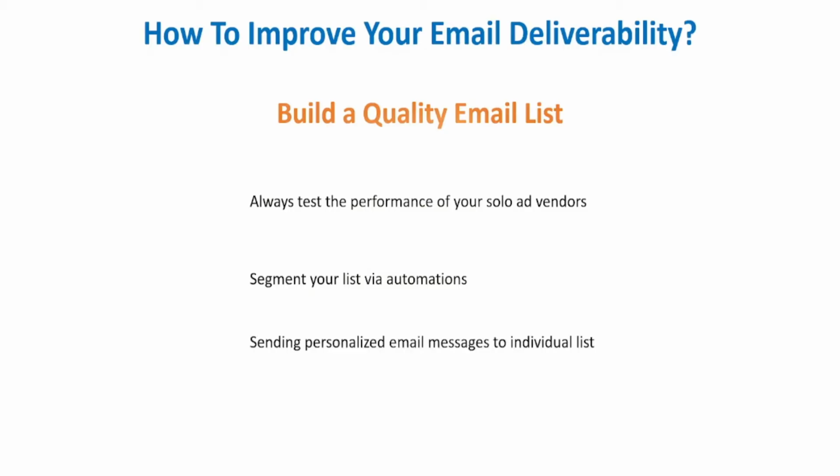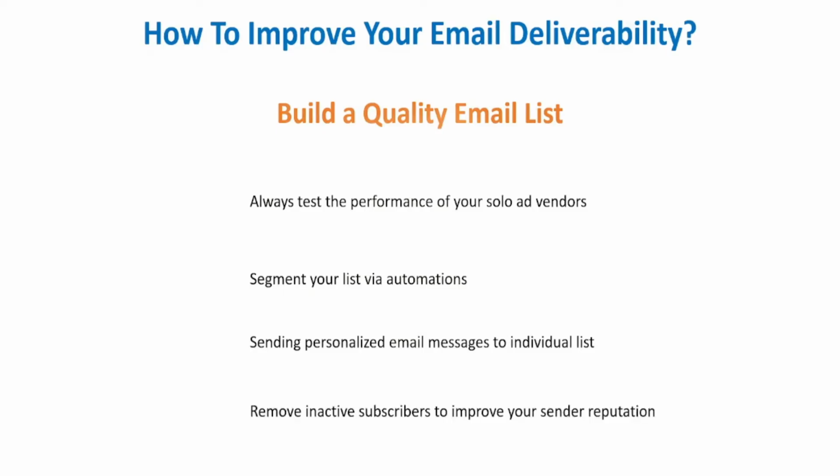The third one will be sending personalized email messages to your individual list. Personalization is very important when it comes to email marketing. It might be based on addressing a certain group of beginners, or people who want to quit their 9-to-5 job, or you want to send personalized email messages based on their geography or their age, or you want to target persons who are about to retire and retired persons. So personalized email messages will always help you in email deliverability.